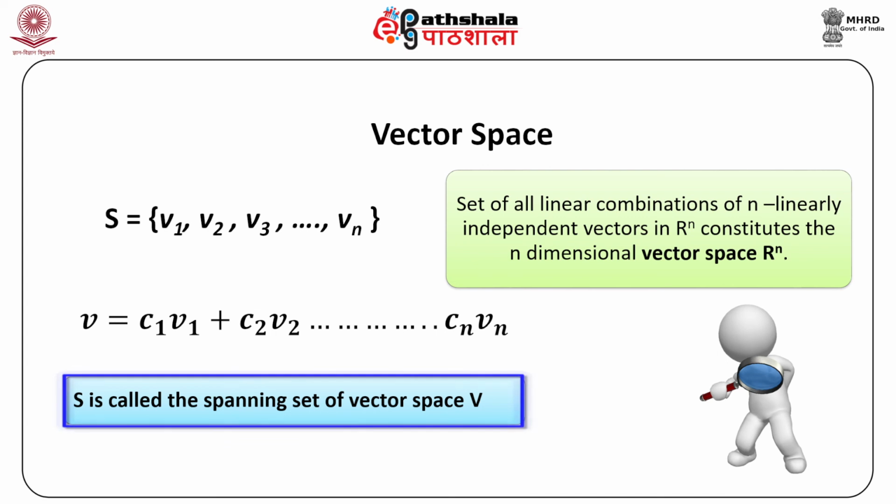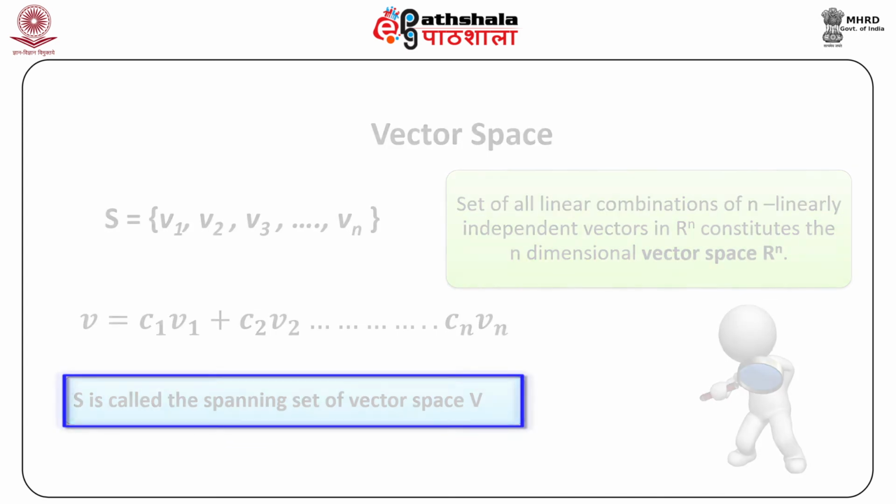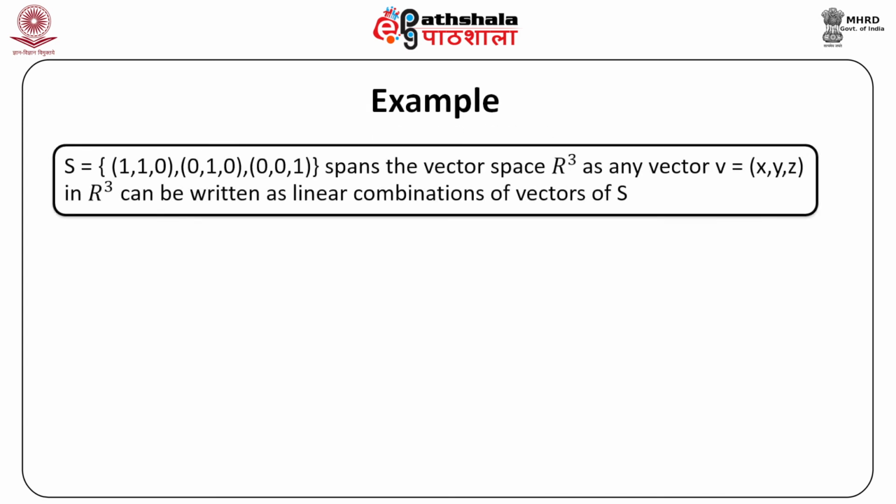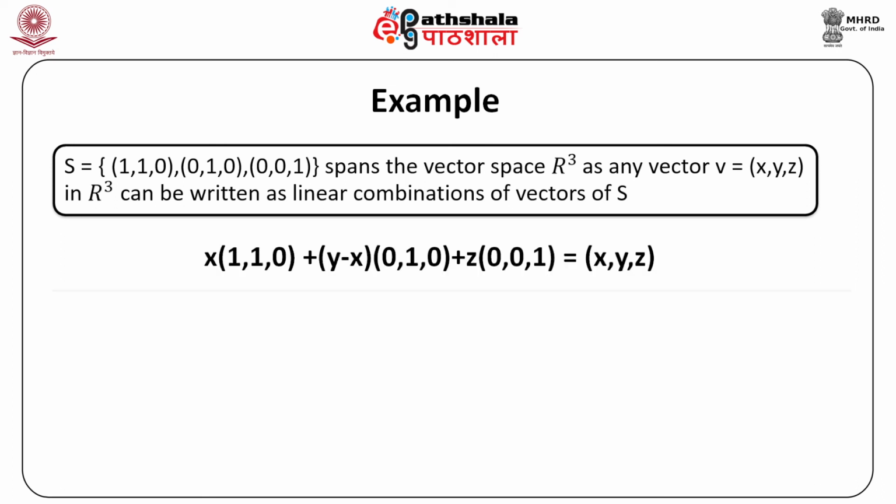Here S is called the spanning set of vector space V. For example, S = {(1,1,0), (0,1,0), (0,0,1)} spans the vector space R³, as any vector v = (x,y,z) in R³ can be written as a linear combination of vectors of S as x(1,1,0) + (y − x)(0,1,0) + z(0,0,1) = (x,y,z).